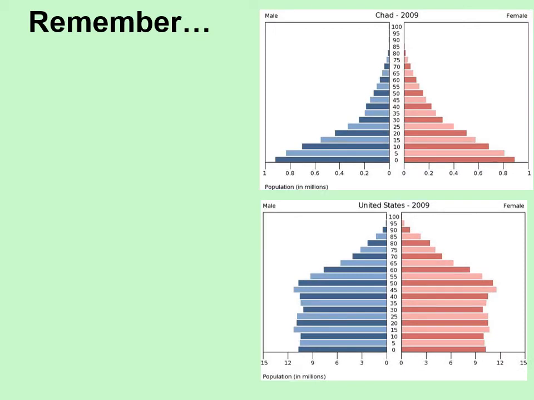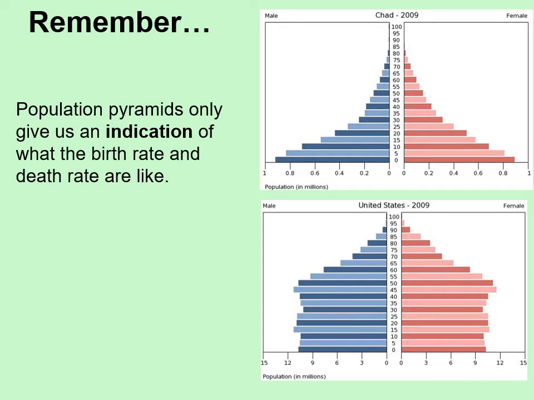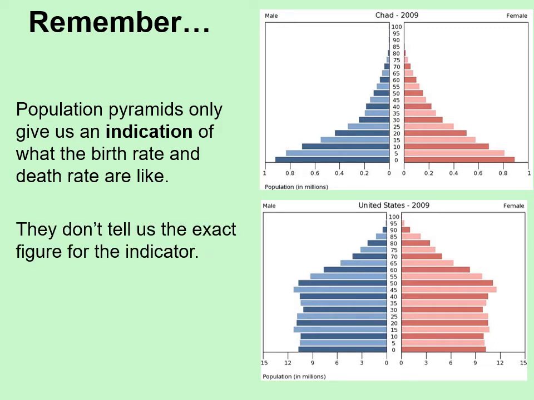There's one thing that we must remember when we're looking at birth rates and death rates on a population pyramid, and that's that the population pyramids only give us an indication or an idea of what the birth rate and the death rate are like. They do not tell us the exact numbers. They just tell us whether the birth rate is high or low, or the death rate is high or low.